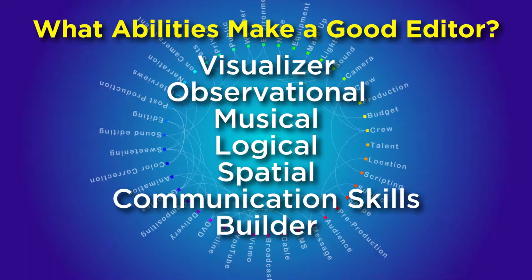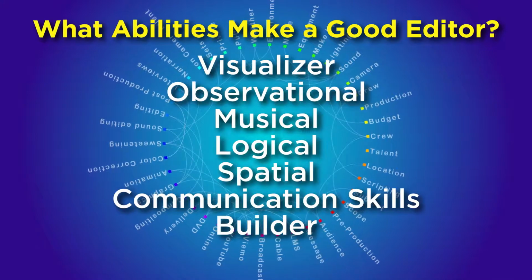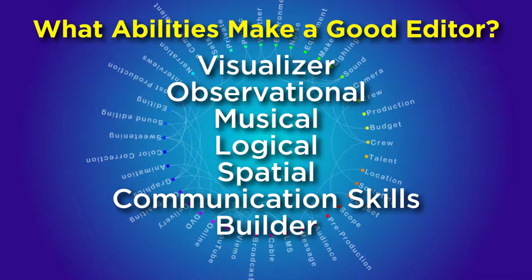I'm John Crossman, and today we're talking about natural abilities and characteristics of good editors. This is the second in a series, and the first characteristic on the list that I shared in the previous video was that of a visualizer. And that, in broad terms, is: can you see what it should look like before it's done?